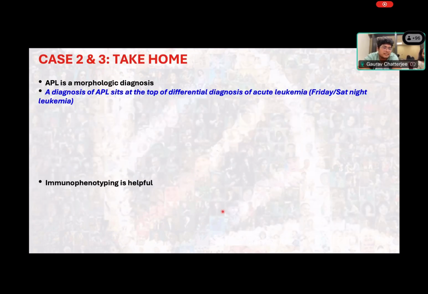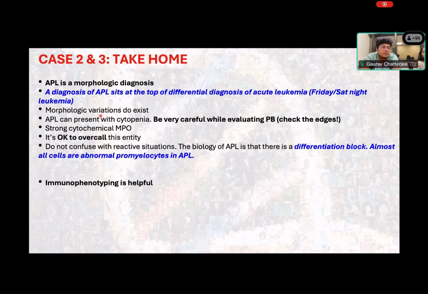So what we have learned today from these two cases of APML is that APML is a morphologic diagnosis. The diagnosis of APL sits at the top of the differential diagnosis of acute leukemia, and morphologic variations can exist. Sometimes, like in our first case, they can present with cytopenia. So you should be very, very meticulous when you're looking at peripheral blood. You should check the edges for those clues, those cells.